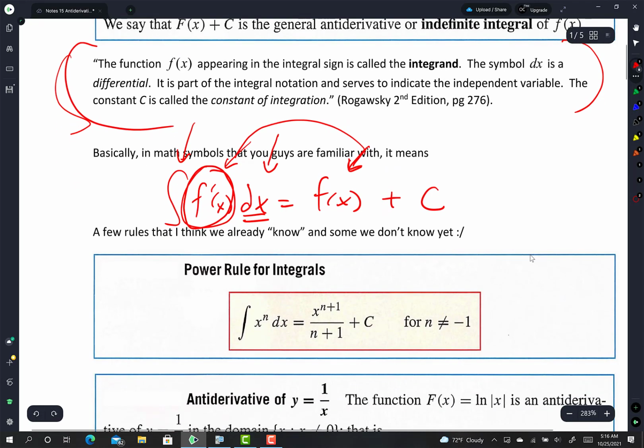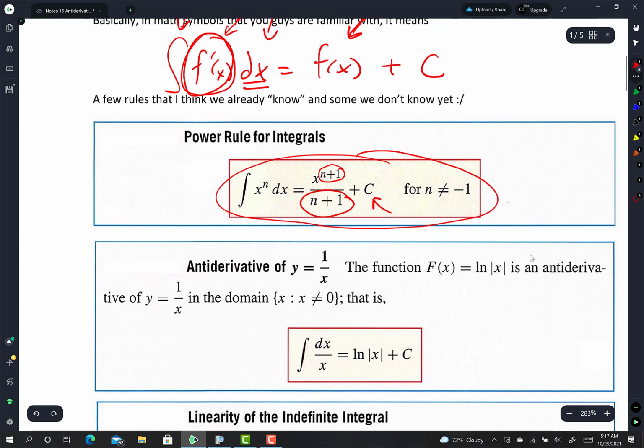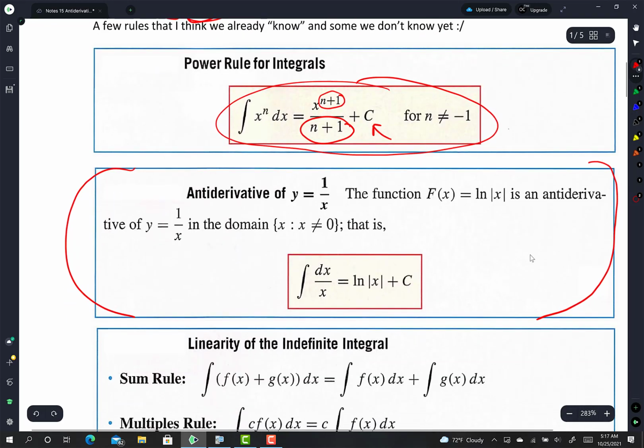So this rule you already know. It's pretty much the same as your derivative rule, but you're going backwards. So x to the power n, if you have any polynomial, you add 1 to the power, divide by that new expression, and then you just put a plus c. You can do that for all of them. Now this one we haven't talked about, guys. We're actually going to do that in today's lesson. You'll know it tomorrow. Tomorrow we'll talk about the derivative of our early transcendental function, which is what that is right there.